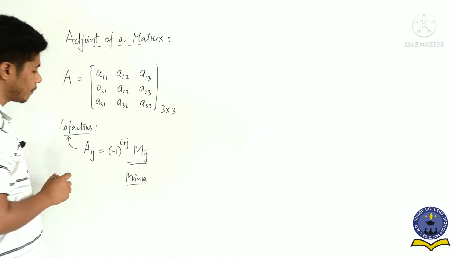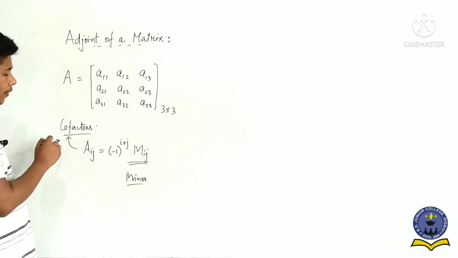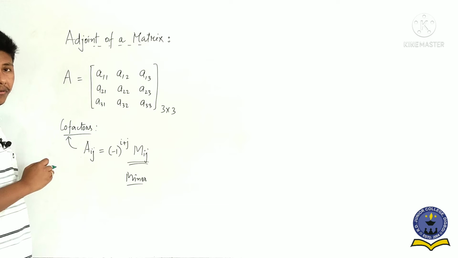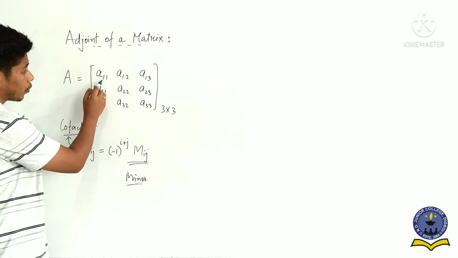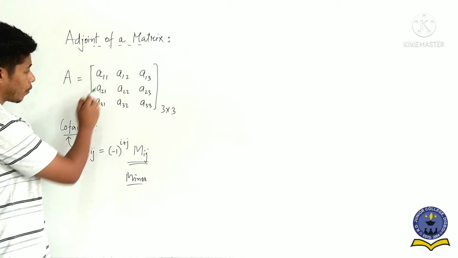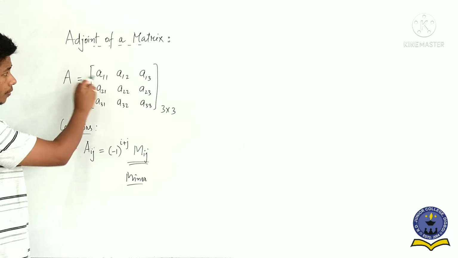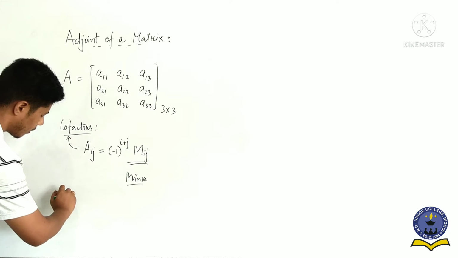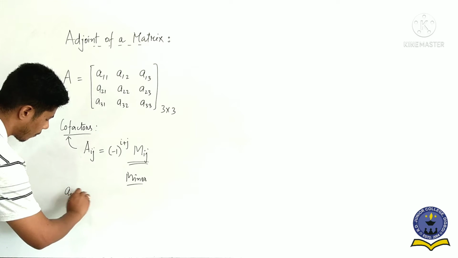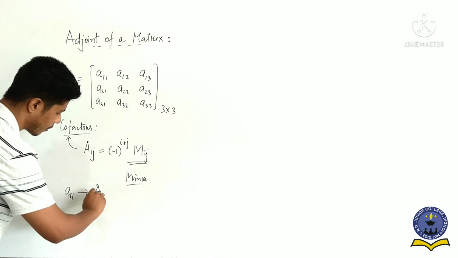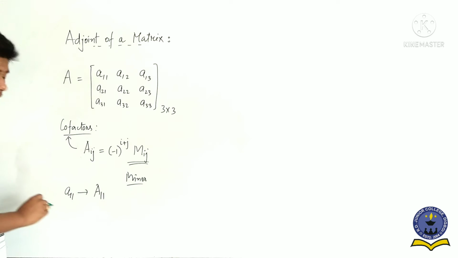So if you see here, how can we find the cofactor? If we consider this A11, let's see how we can find the cofactor. What is the position here? 1, 1. Is it clear? So the positions are 1, 1, and we have to find the cofactor of, for example, A11. For this A11, the position is 1, 1, so we write this as A11. Is it clear?